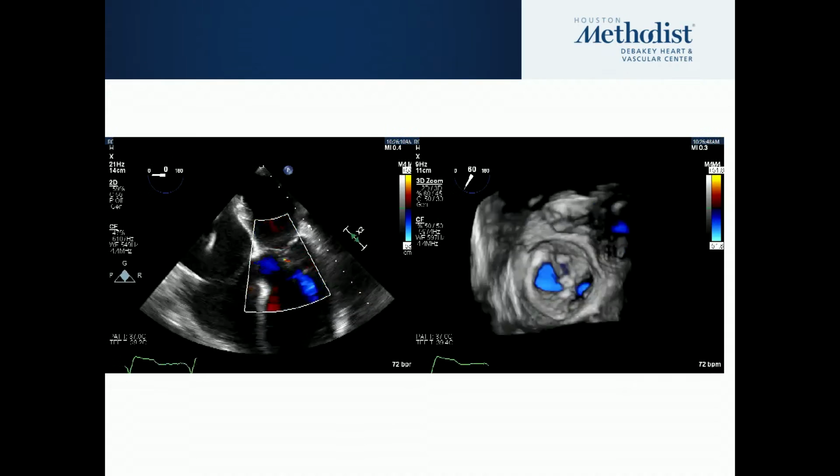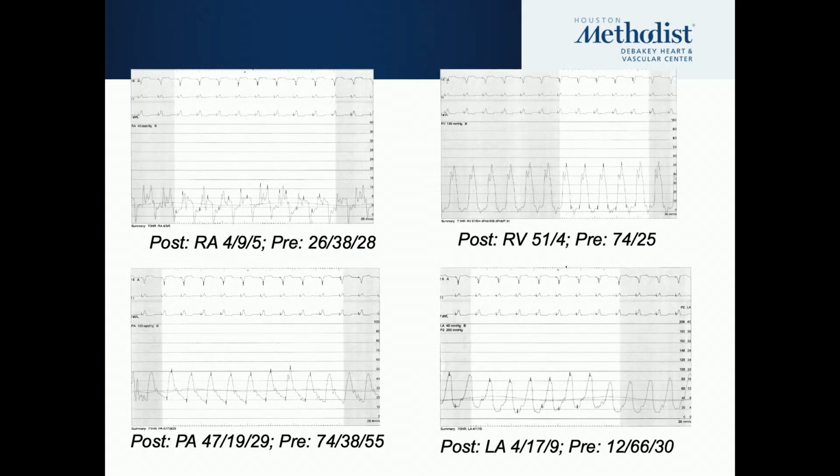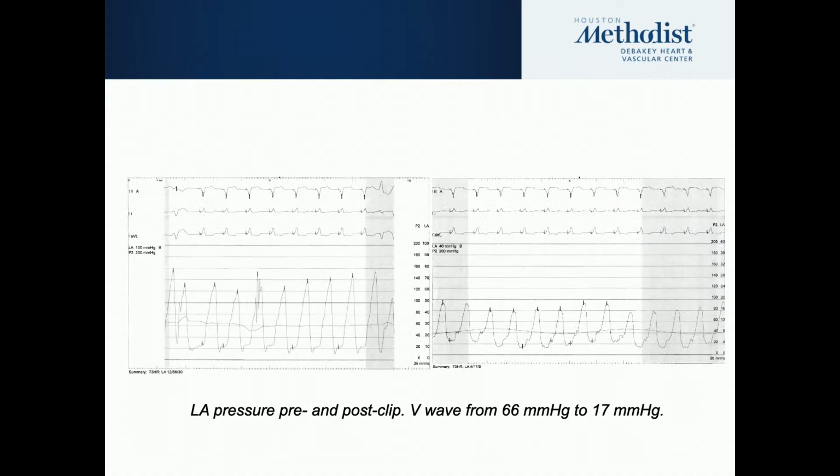So this is the final result post the MitraClip. His MR severity is reduced to mild, and this is one of the most dramatic hemodynamic changes I've seen before and after a clip. So you can see the right atrial pressure coming down to 5 from 28, mean PA pressure coming down to 29 from 55, and the LA pressure coming down to 9 compared to 30 before, and the V wave came down from 66 to 17, and this is in a different scale, so it doesn't look that dramatic.